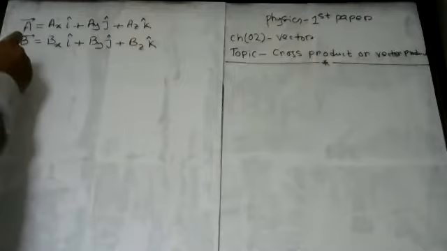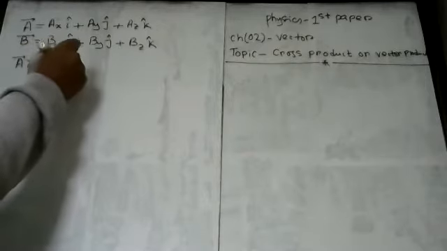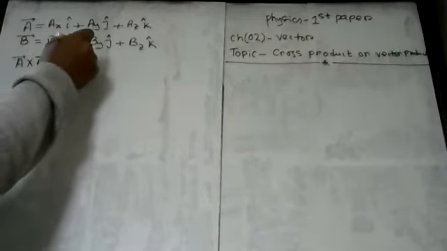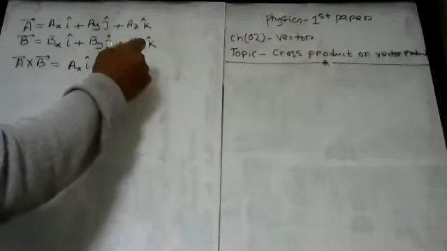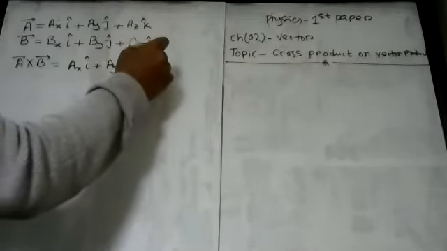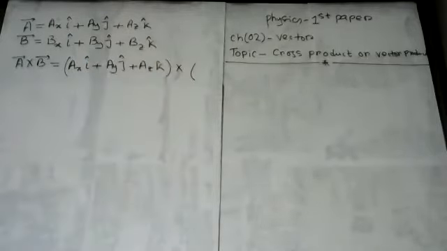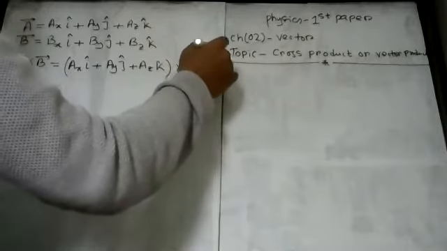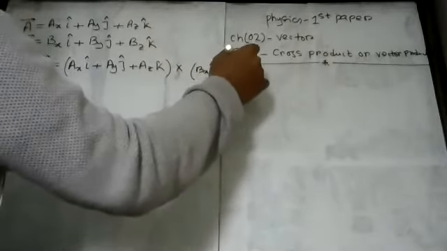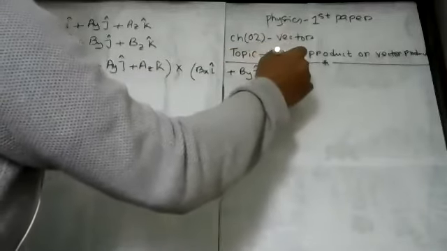But the question is, how can I cross product these two vectors? So let's see, vector A cross vector B. At first I'm going to write down vector A: ax i hat plus ay j hat plus az k hat, and then cross with vector B, which equals bx i hat plus by j hat plus bz k hat.